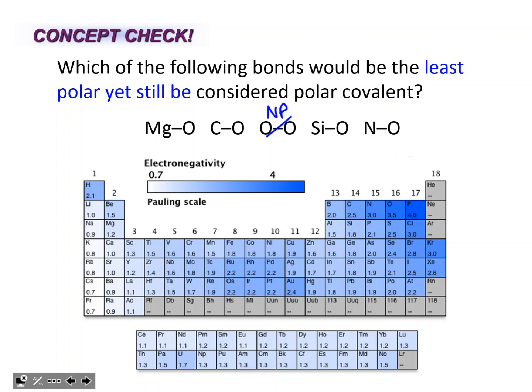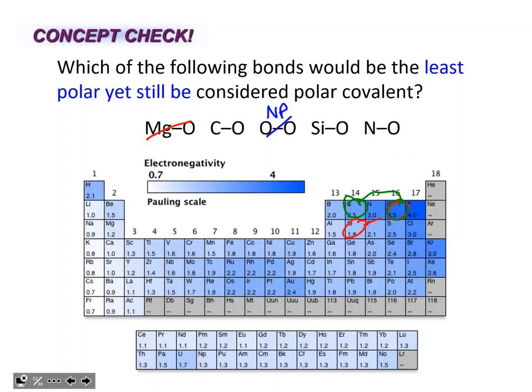Is there anything else I can eliminate just by looking at it? Really, not needing to look at my periodic table? MgO. Why can I eliminate MgO? Well, it's a metal and a non-metal, so that pretty much describes what type of bond. It's an ionic bond, so it shouldn't be in the polar gradient area, right? Okay. Then we just have our other ones to look at. We have Si to O. We have C to O.